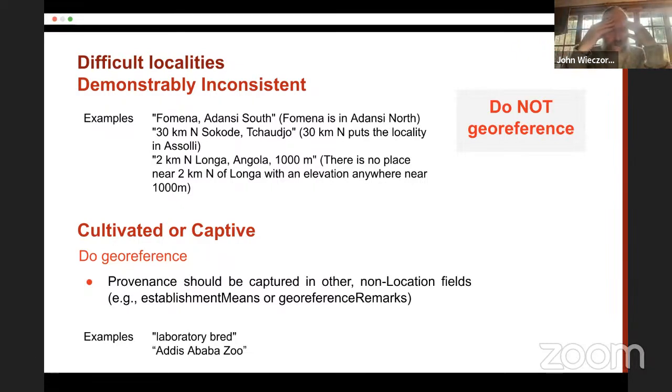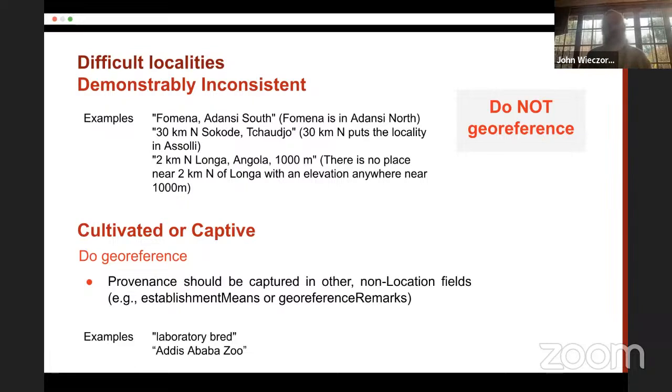Well, it's true that these cases of captive and cultivated organisms would not be useful in that case, but that's not the only case for biodiversity data. And we don't want to limit the use of the data by not georeferencing something that can be, when that georeference can be used in a different context from the one we're thinking about. Therefore, the rule is cultivated or captive, yes, georeference it.